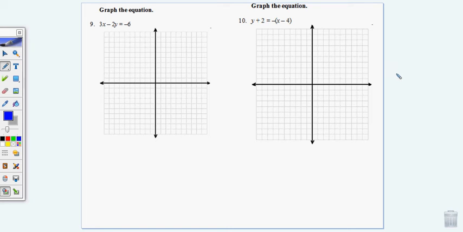9 and 10, we just have to graph some equations. There's different ways of graphing equations, actually a lot of different ways. You can always change this into slope-intercept form and put your y-intercept and then do rise over run. If it's in point slope form, you can just put a point down. This one's in standard and this one's in point slope. So those are the ones we're going to work on today.